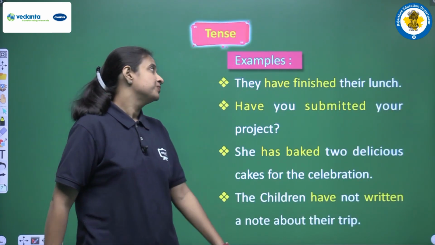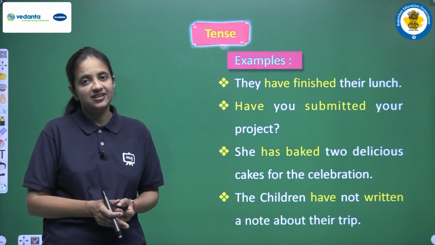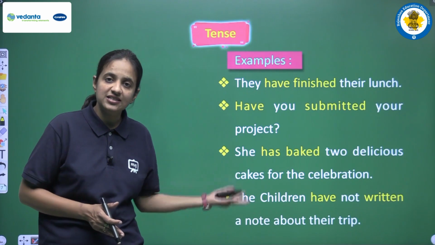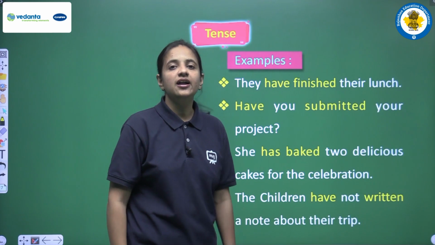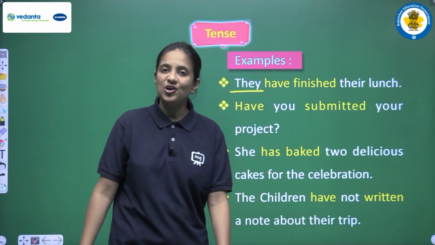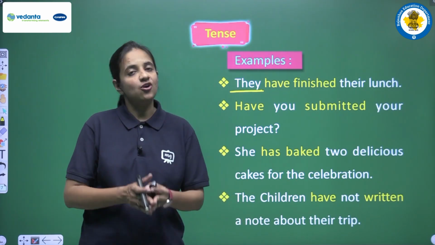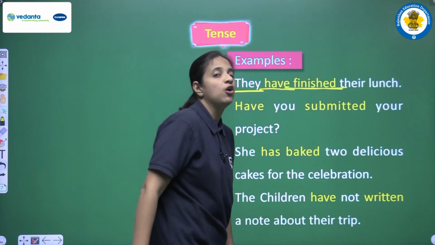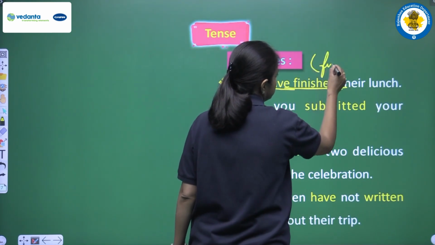Next, moving on. So now next we are having some of the examples. Let's see some of the sentences that are in present perfect tense. So let's read the first one. They have finished their lunch. Okay, so we are having they as subject, and now we all know that they is a plural subject, right? And for plural subjects always we use have, so we are having have, and we are having third form of finish. Okay, so finished is the third form of finish.